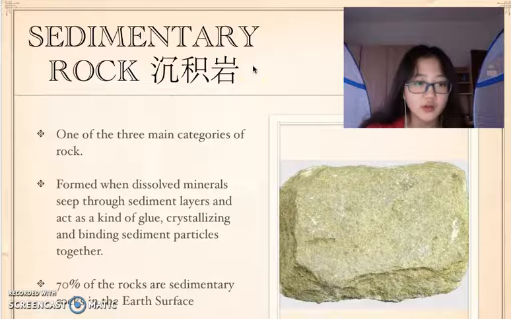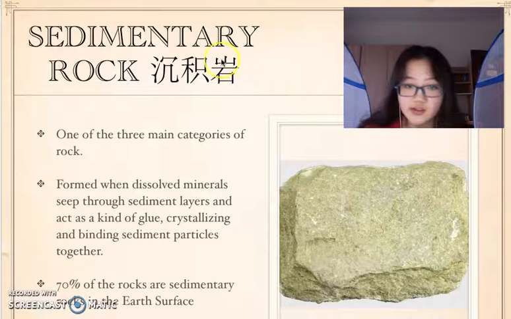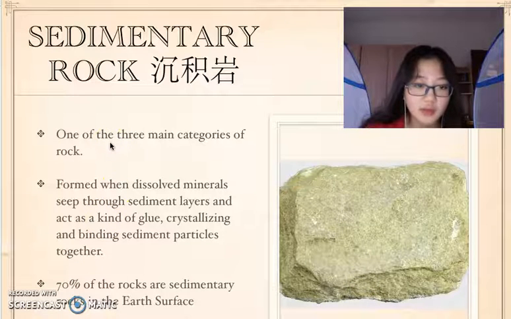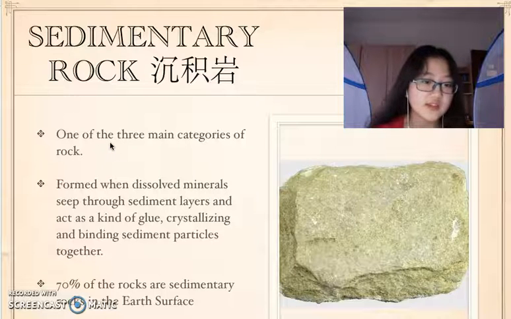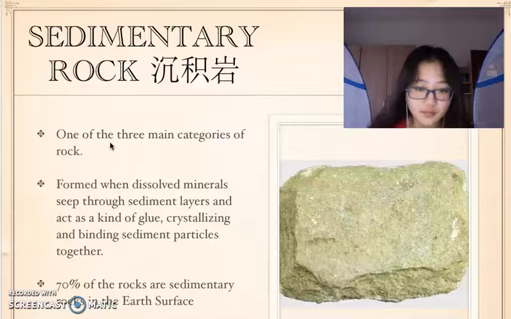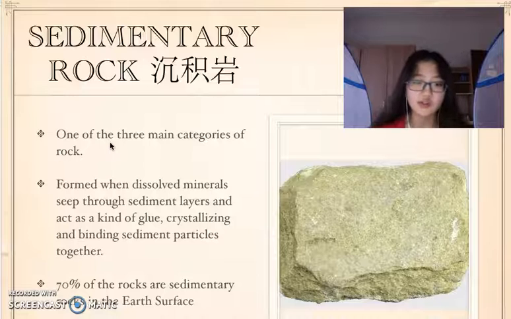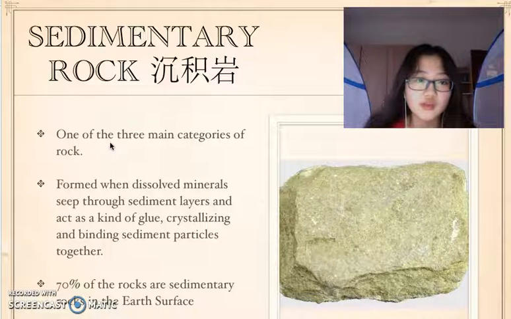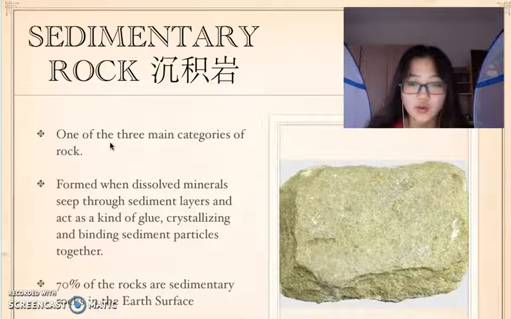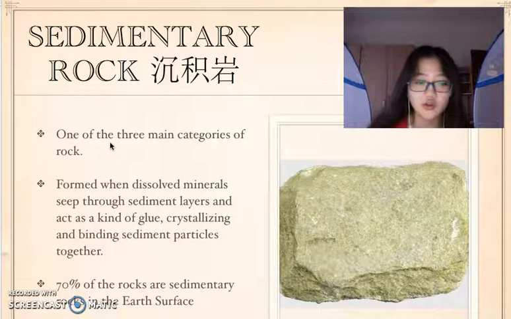What is sedimentary rock? In Chinese, it is 沉积岩. Sedimentary rock is one of the three main categories of rock too. It is formed when dissolved minerals seep through sediment layers and act as a kind of glue, crystallizing and binding sediment particles together. On our Earth, 70% of rocks on the Earth's surface are sedimentary rocks. So we can see that sedimentary rocks are very important in our Earth's rock composition.